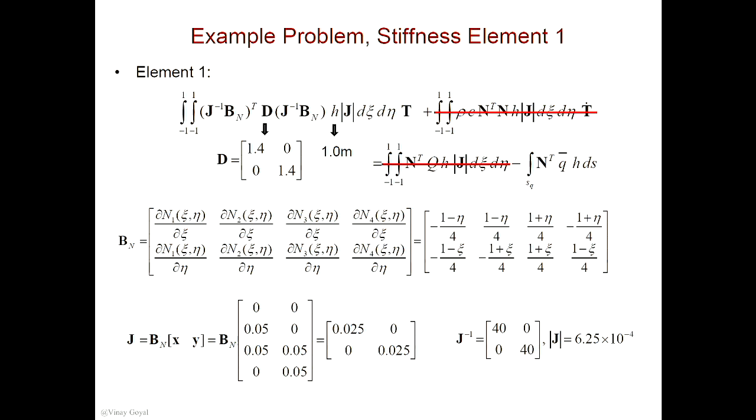Okay, J inverse, that's easy. I actually did it by looking at it. So that's 40 and 40. Determinant J, that's also easy to calculate. So that times that minus that times that. Bam, done. Okay, what else we got?